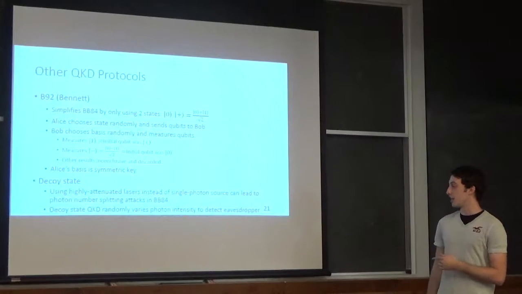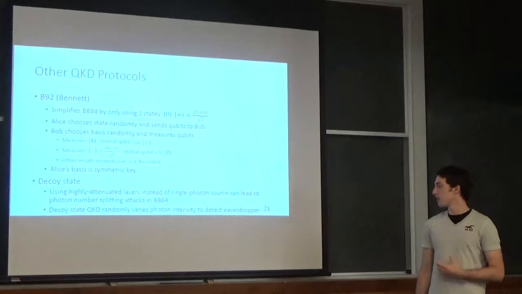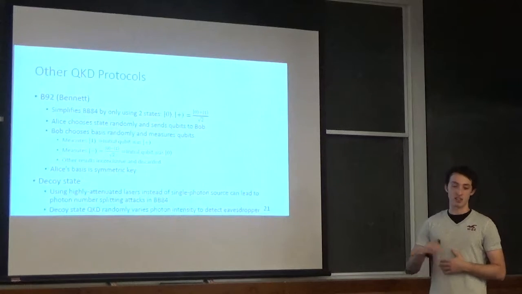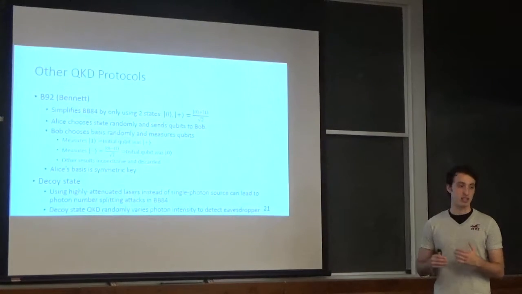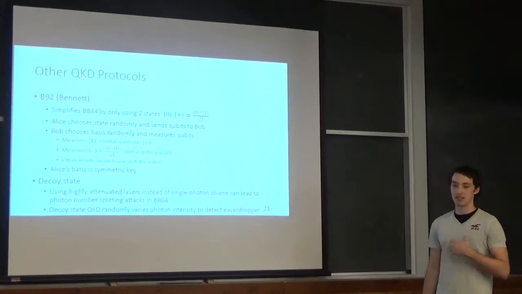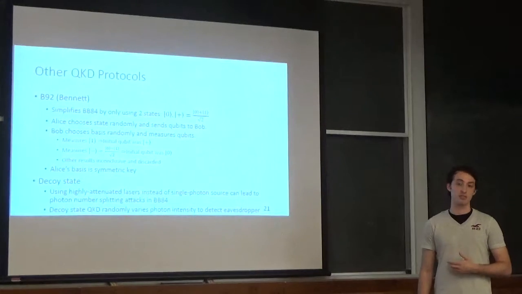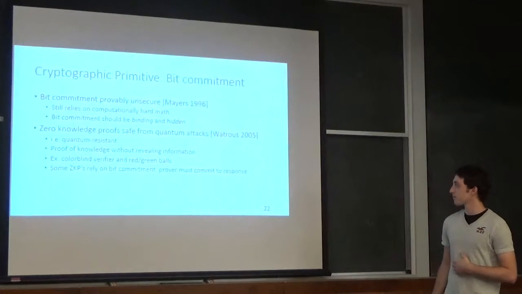So this decoy state QKD solves this photon number splitting attack by basically just having Alice vary the intensity level with which she's sending these photon pulses. It basically makes it statistically computationally difficult for the eavesdropper.